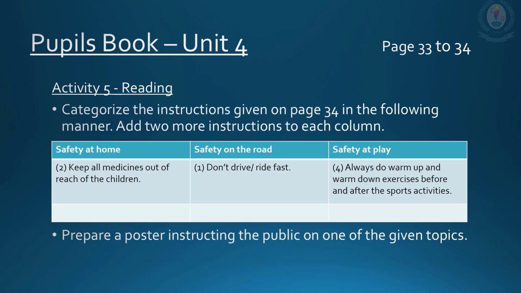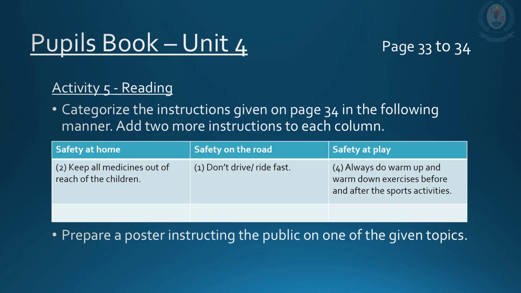Next we will look at activity number 5. This is a reading exercise. If you turn to page number 34, you will see that there are 15 sentences, and each sentence is talking about safety, but in 3 different locations. In this activity you need to recognize which sentence belongs to which column. I have given a few examples. So what you need to do is draw this table and make sure that you have enough space to write down 15 sentences in the respective columns.